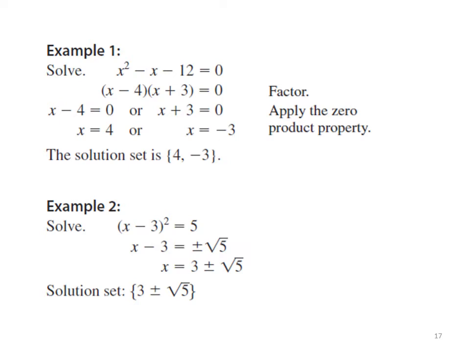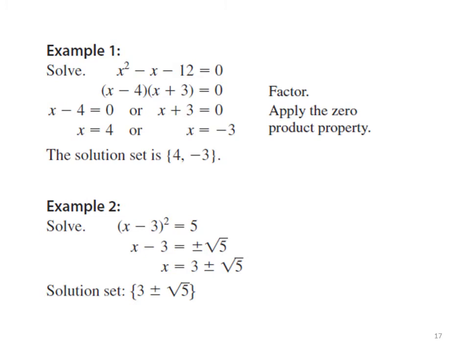Let's look at an example where we use the square root property. Here we want to solve (x − 3)² = 5. Since the square of x − 3 is equal to 5, then x − 3 must equal minus or plus the square root of 5. To get a solution, we want to know the value of x. Add 3 to both sides. So the solution now is x = 3 minus or plus the square root of 5.